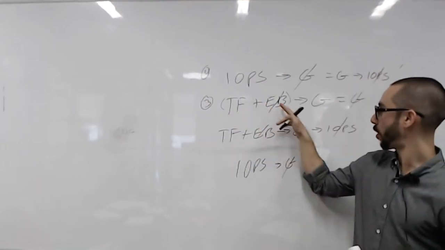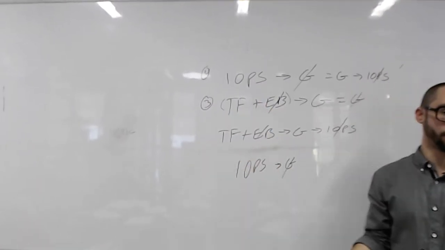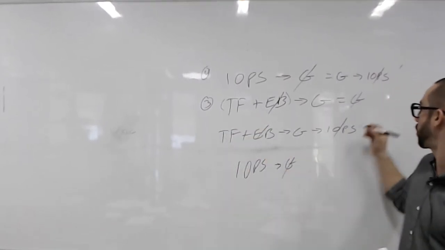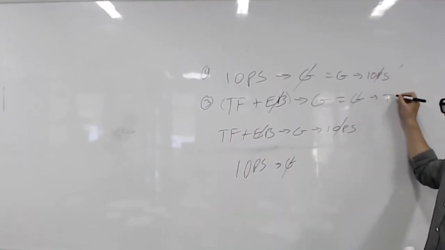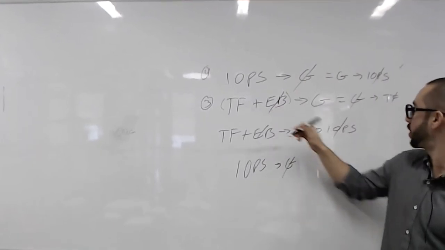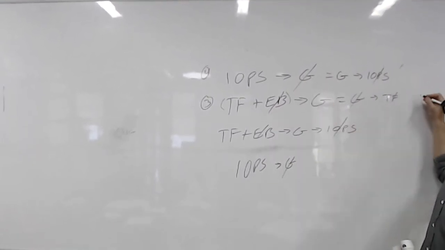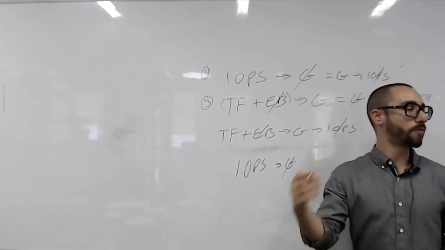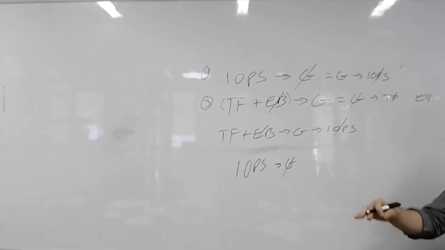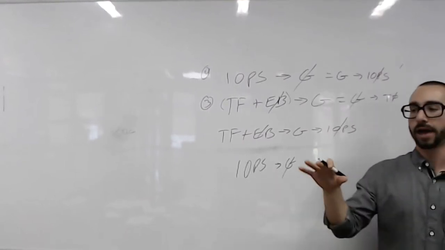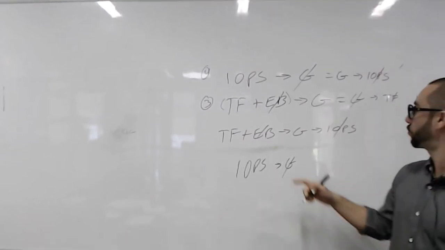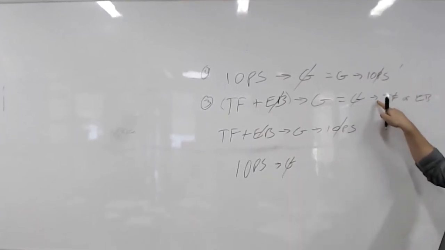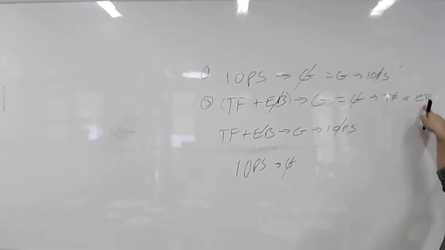Then these variables, like I said, for contrapositive, we reverse the order around the arrow and we negate. So TF becomes not TF, and not EB becomes positive EB. Now, I didn't put anything here. The other thing you have to consider with contrapositive is that the word and becomes or, and or becomes and. So this and will become an or. So we have not G, arrow, not TF, or positive EB.